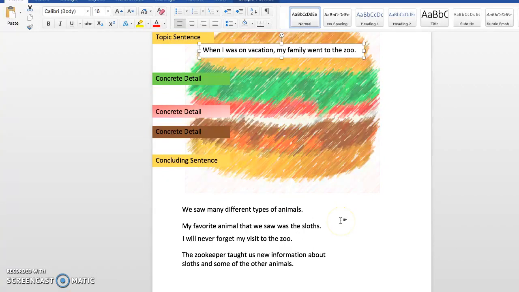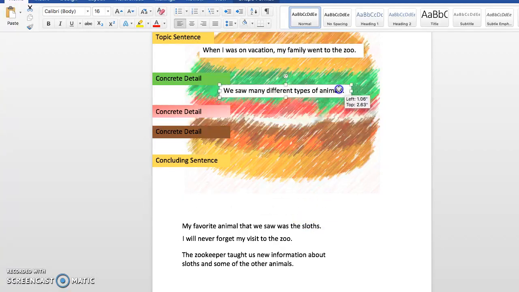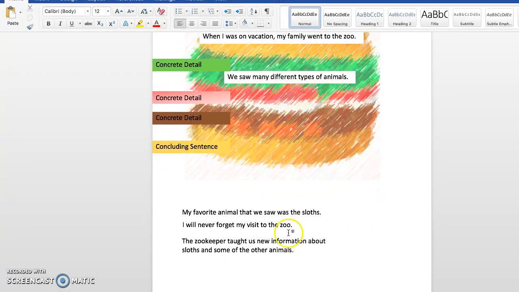So when we went to the zoo, we saw many different types of animals. Good, okay, so that makes sense. What does the zoo have? Lots of different animals. Perfect. So we can put that right there. Okay, next concrete detail. My favorite animal that we saw was the sloth. That works, but we can keep going.